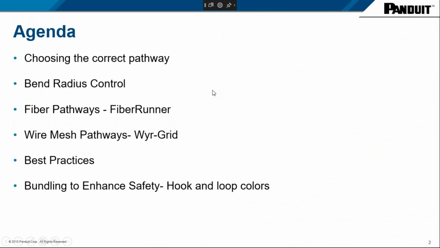I am just going to go through our quick agenda for today. We're going to discuss choosing the correct pathway. We're going to discuss bend radius control, fiber pathways, where we're going to dive into the FiberRunner product line offering, the wire mesh pathways with the Wyr-Grid product line offering. We're also going to discuss some best practices and some recommendations that should be followed when doing installations. And finally, we're going to conclude with bundling to enhance safety with our hook and loop offering.